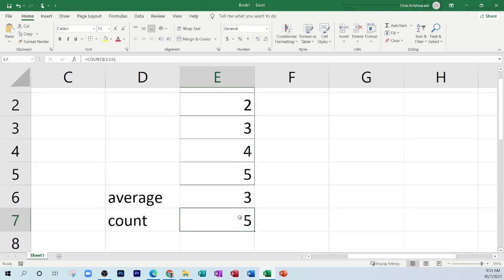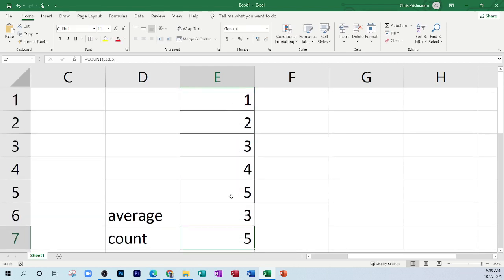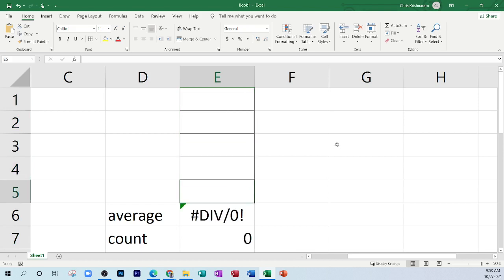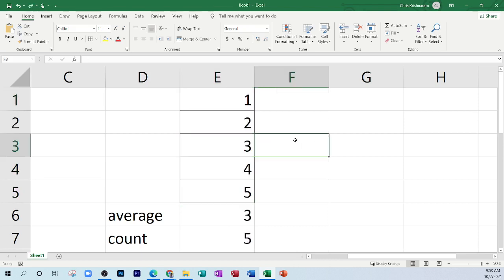and it counted 5 cells of data. So if we remove one, we now have 4. Remove another one, 3, another one, 2, another one, 1, and now we have no data in that range. So notice it's only counting numbers, and it's only counting if the cell has a value. If there's no value, obviously it would not be counted.